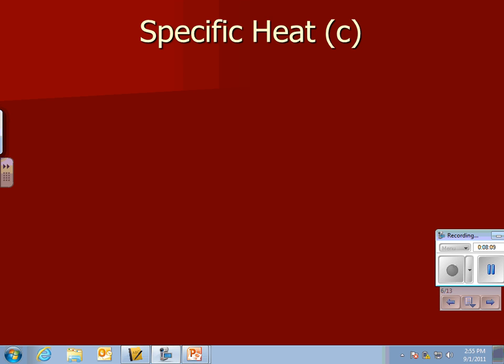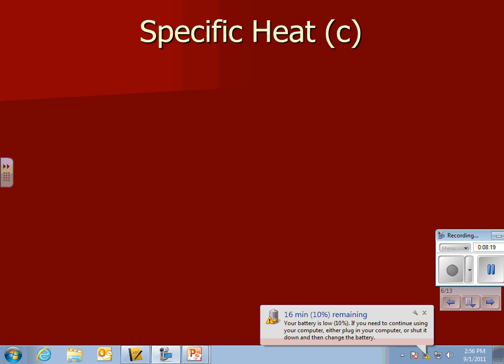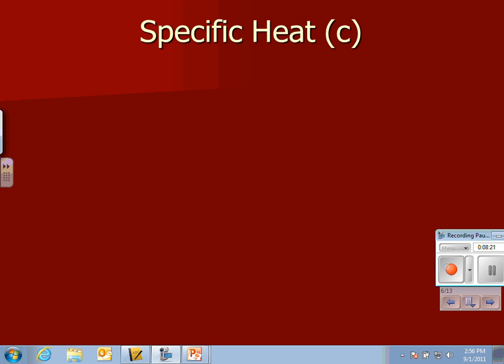Okay, here's what we really need to be talking about, you guys. Other than space and the thermometers and vacuums. Specific heat. What's about to die? Hey, there's the warning. No.